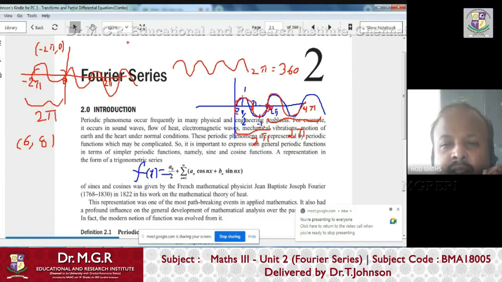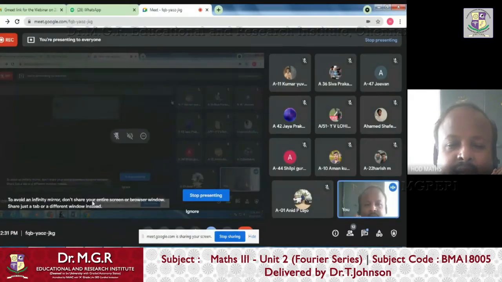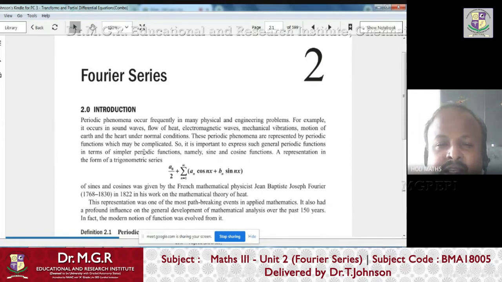So what Fourier did is a very simple thing. He just tried to write any periodic function in terms of sines and cosines, because sines and cosines are already known functions, and we know the properties of sines and cosines. They are periodic in nature, right? So if you are able to give a representation of any function in terms of sines and cosines, then it is easy to study that function, right? So Fourier series is a representation.